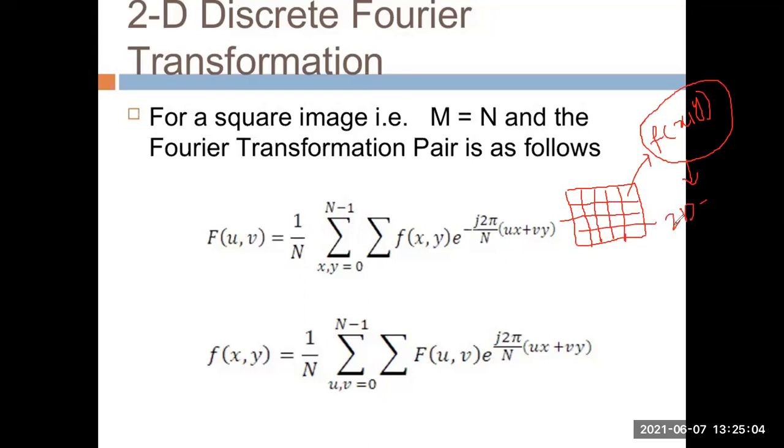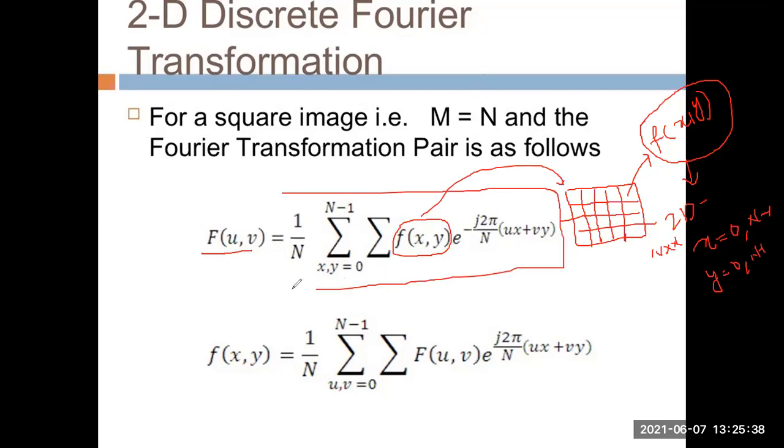Now we can say there are two coordinates: x, which ranges from 0 to n minus 1, and y, which also ranges from 0 to n minus 1, if the size of the image is n cross n. If f of x y is a signal, or an image represented this way, then the Fourier transformation of this image is given by capital F of u v, and this mathematical formula gives you the Fourier transformation of this discrete function.